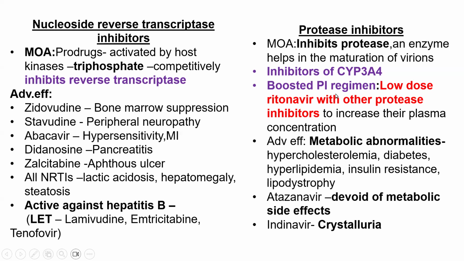Okay, so the boosted PI regimen is important for protease inhibitors, and the adverse effects are metabolic abnormalities: hypercholesterolemia, diabetes, hyperlipidemia, insulin resistance and lipodystrophy. And for indinavir, crystalluria is a specific adverse effect, and for atazanavir there are no metabolic adverse effects, which are commonly seen with other protease inhibitors. Okay, so these are all the differentiating points.